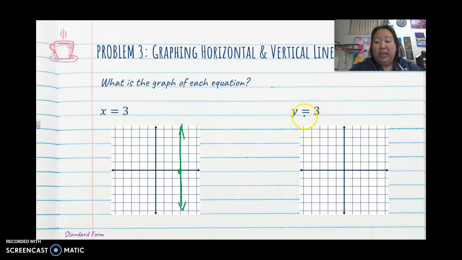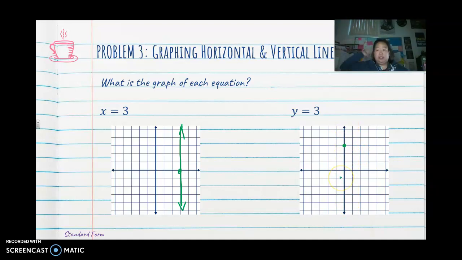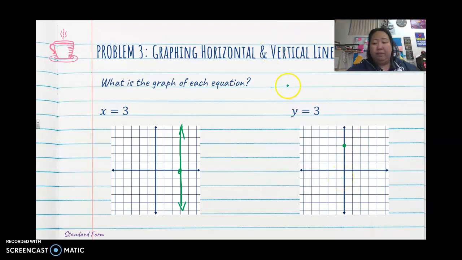Next, y equals 3. So where is y equals 3? It's up here. Again, if you're going to draw a vertical line, looking at it, it's on the y-axis. So that's not how you will be making this drawing. Okay? So you will be drawing a horizontal line and it's going to pass through y equals 3. Okay?